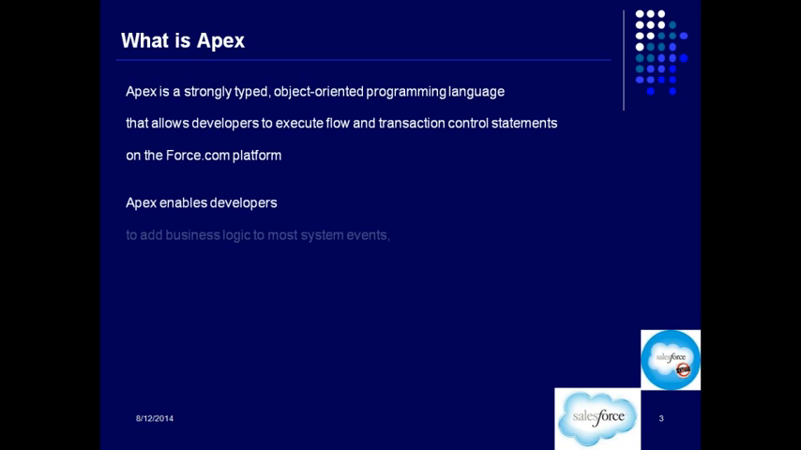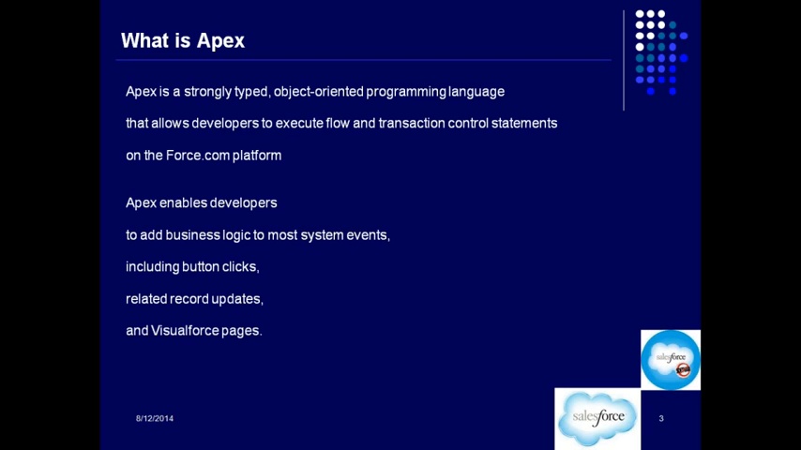Apex enables developers to add business logic to most system events. So what does Apex do? It allows developers to add business logic to system events, like button clicks, or when a record is updated, or on a Visualforce page. So you have navigations from one page, which page should be redirected to once someone clicks on a button, where it should land, all those things.